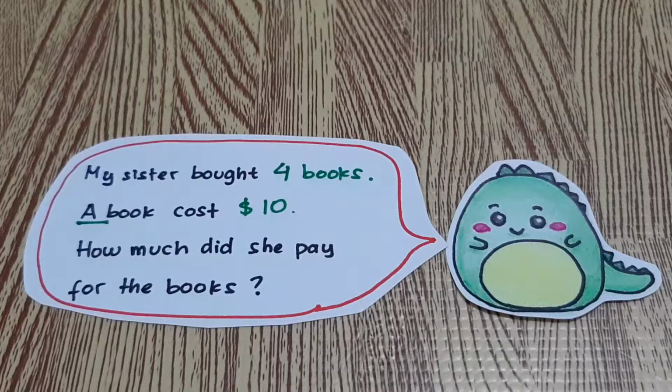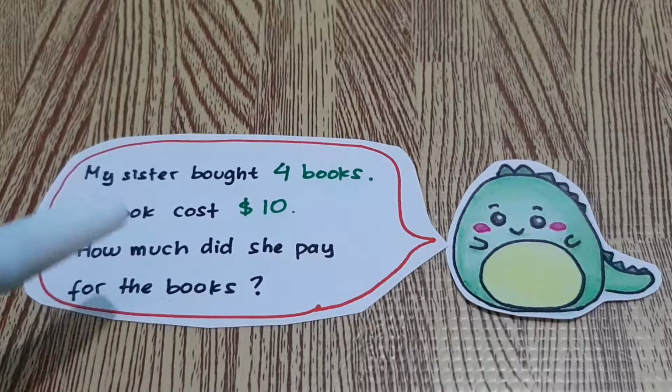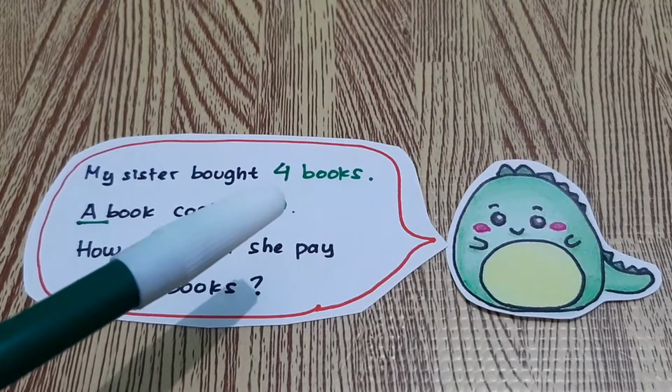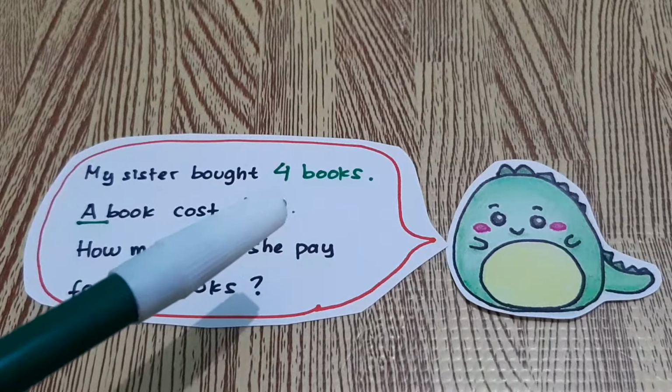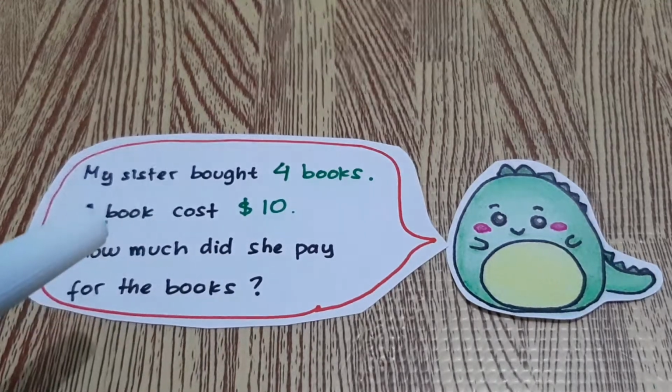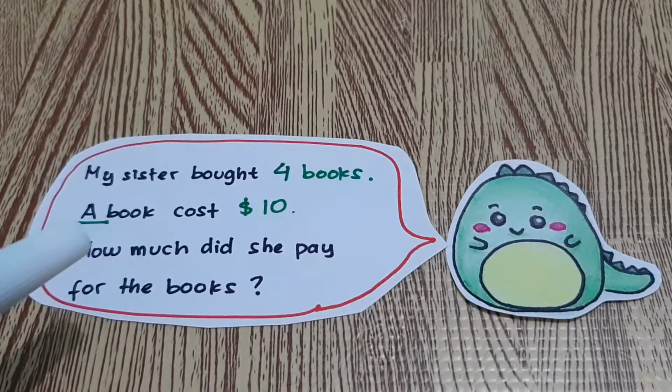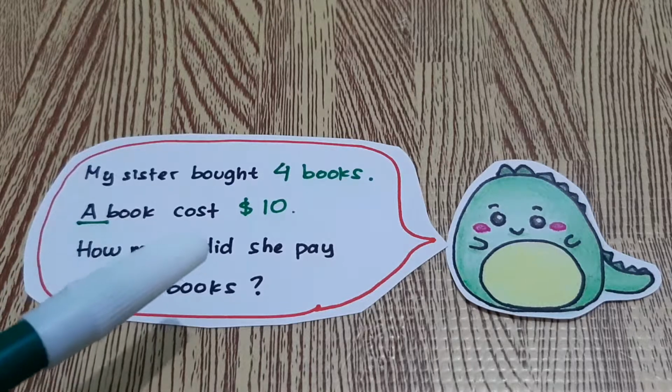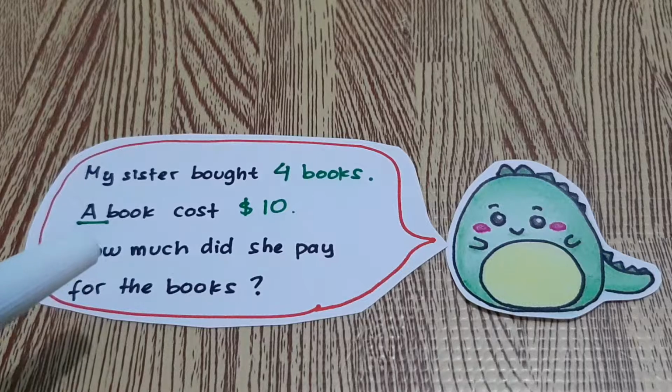Okay, so let's understand. My sister bought 4 books. So how many is the total of the books? 4. Who bought it? My sister. Now, second sentence: a book costs $10. I always keep repeating in the classroom, 'a' means how many? Is it 2 books, 3 books, 4 books? No, 'a' here means 1. So even though it is 'a', the meaning is only 1 book.